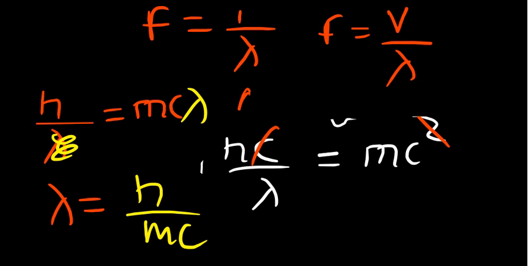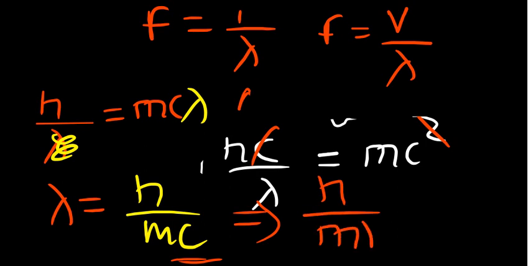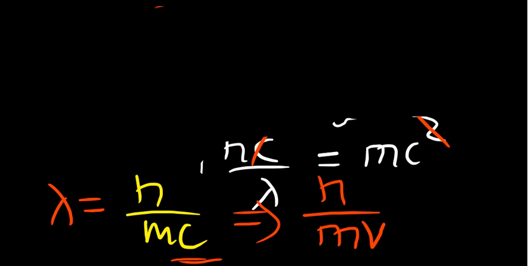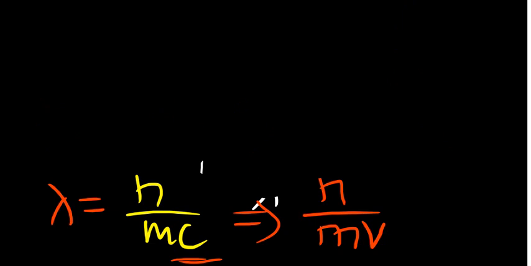Whether they put speed of light or velocity, it's still the same. So I can change this formula to make it general so that we don't just focus on the speed of light. We can look at anything that possesses mass. So it will be h over mv. That's final. This equation is called the de Broglie equation.